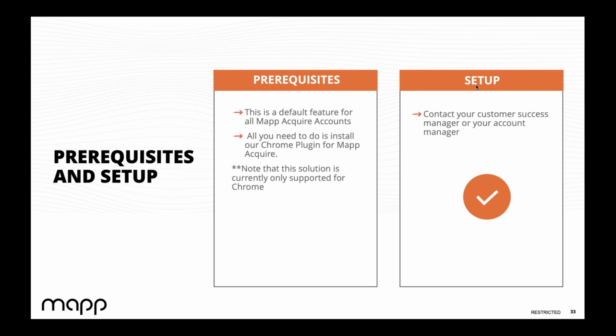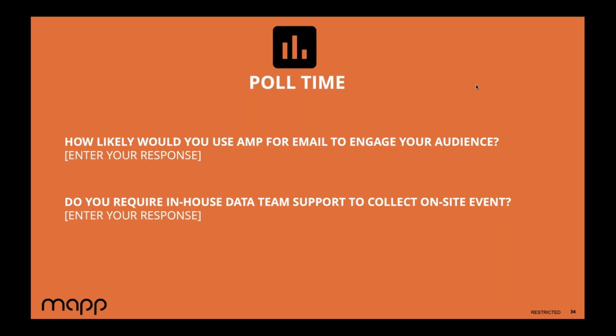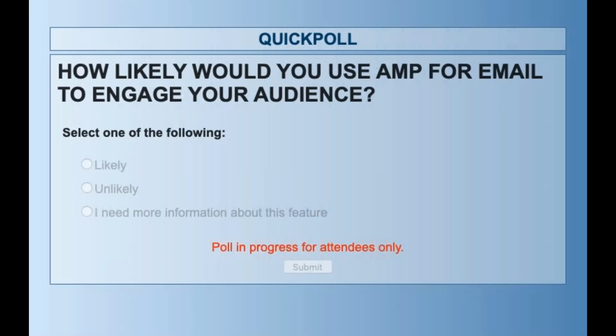That brings us now to two quick polls that we have for you. You'll have 30 seconds for each. And we're going to start with the first one. How likely would you use AMP for email to actually engage your audience? 30 seconds, choose an option, and then we can move to the second poll.